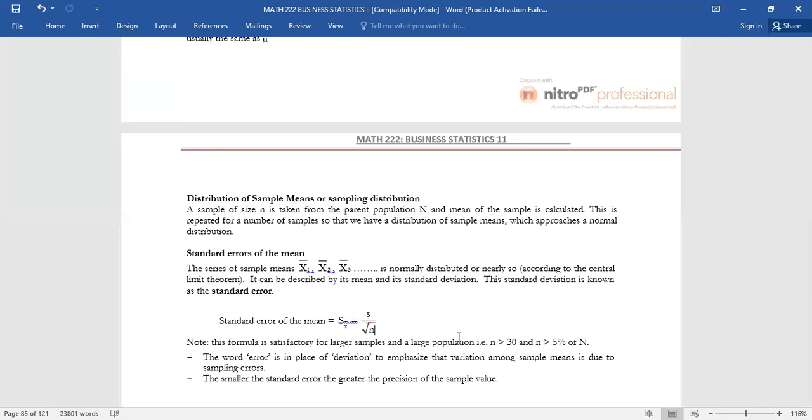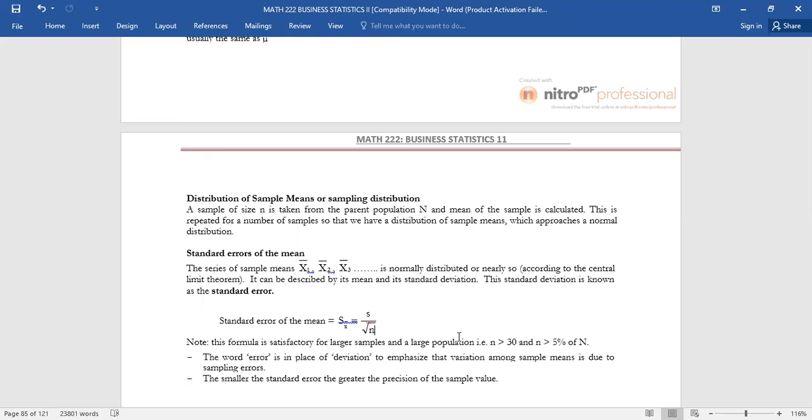And when we are talking of the larger sample, because we are statisticians, we are defining our sample as any number that is more than 30 will be taken as a larger sample, or 5% of the entire population. So we are talking of our n being more than 30 in number, or 5% of the entire population. So if we are talking of 1,000, our 5% would have been 50. If we are talking of 100, our 5% will be 5.